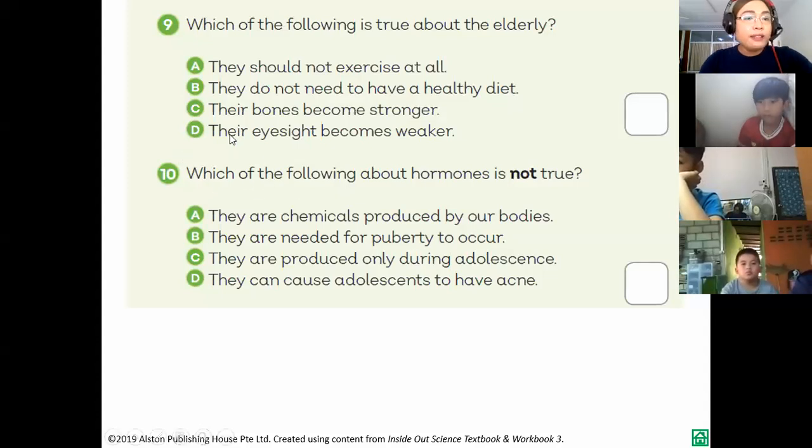Okay, so the answer for number 9 is letter D. Their eyesight becomes weaker. So you're right, letter D.